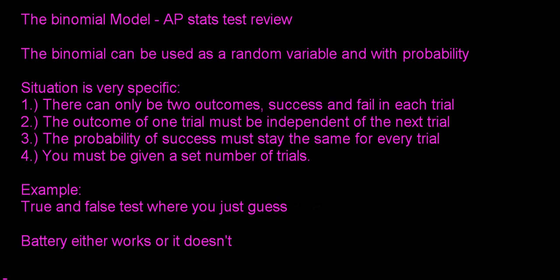So first, let's make sure that we understand the binomial can be used as a random variable and with probability. Again, watch why I thought it deserved its own video. So a situation in which you can use the binomial model is very, very specific. First, there can only be two outcomes, success and fail, in each trial. So at the end of a trial, at the end of that random event, only two things can happen, good or bad, success or fail.